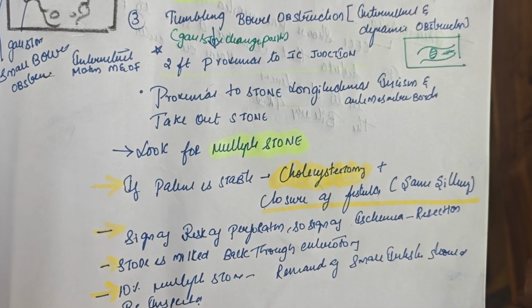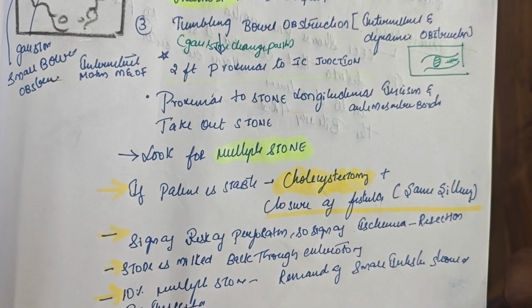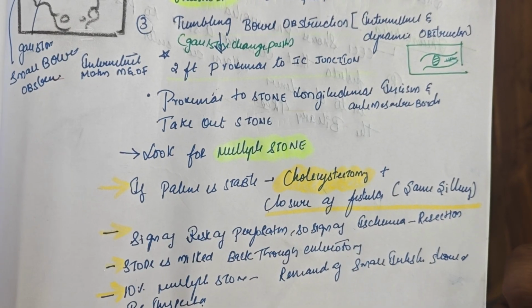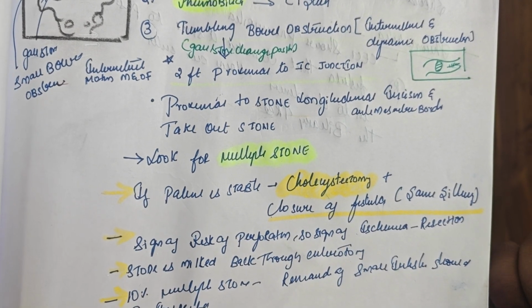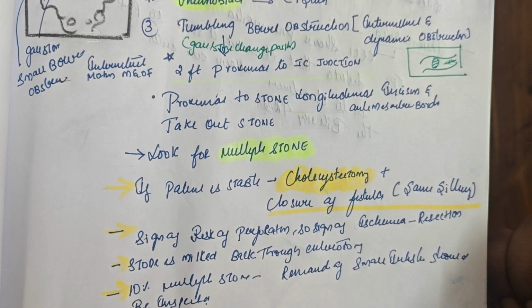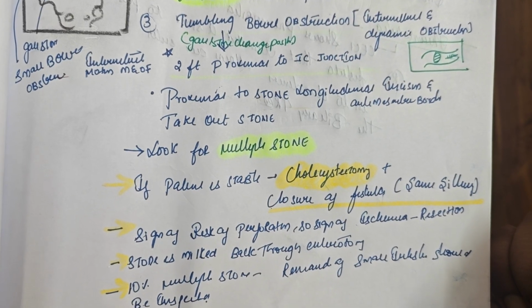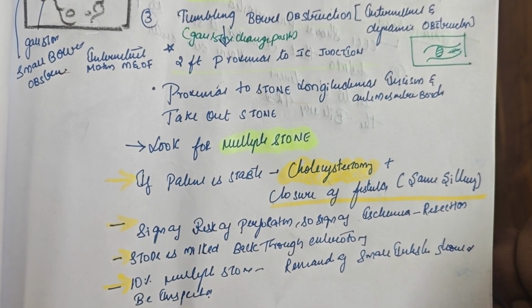Now say, for example, there is a risk of perforation, right? And you have signs of risk of perforation. At that time, there can be ischemia. You can resect the point. Because of that, resection can happen.